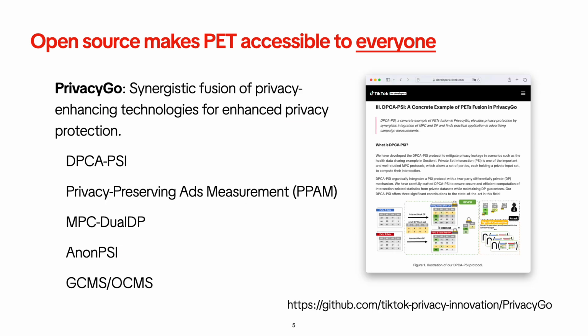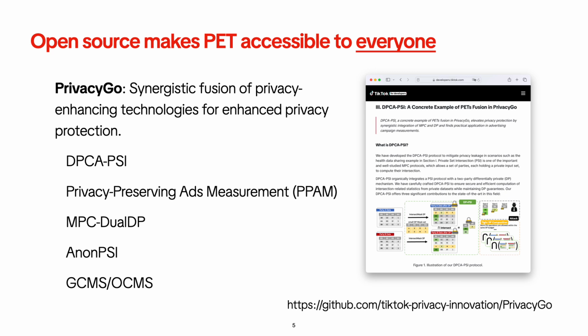The first project is called Privacy Go, which aims to combine different PETs for better privacy guarantees. There are multiple sub-projects in this repository. DPCA-PSI is a protocol for computing intersection-related statistics from private datasets while reducing privacy leakage. Privacy-preserving ads measurement, PPAM, leveraging DPCA-PSI, enables private ad measurement, offering advertisers the ability to measure the effectiveness of their ads while ensuring user privacy protection.